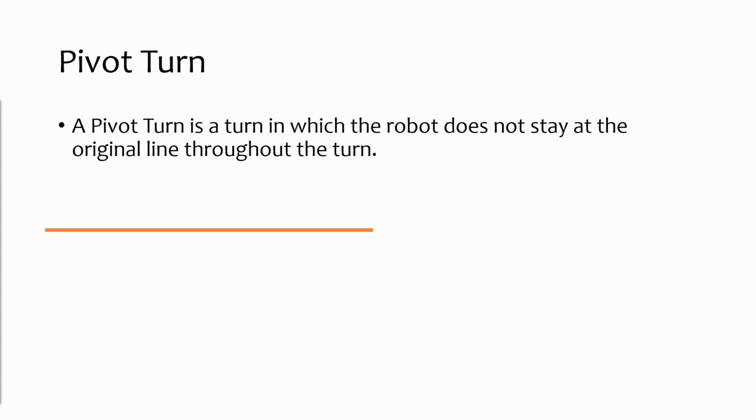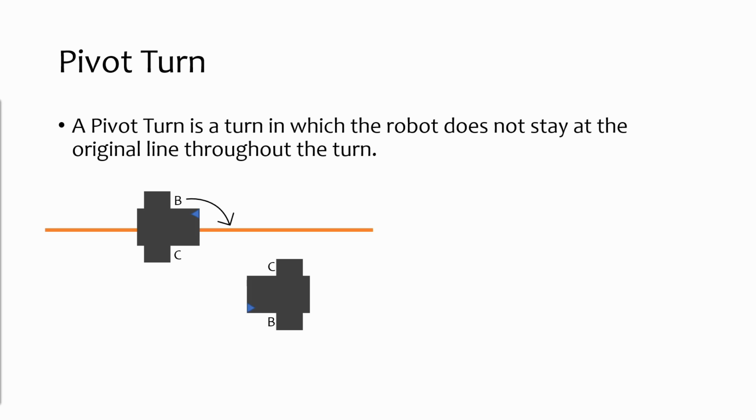Here's a horizontal line. As you can see, the robot is facing towards the right, and motor B is on the top. Now if you make a 180-degree pivot turn, only motor B moves. Motor C doesn't move at all. So the robot ends up off the horizontal line. And we can now see that the robot is facing towards the left, having completed its 180-degree turn, and motor B is on the bottom. So during a pivot turn, the robot ends up moving significantly in the direction of the turn.